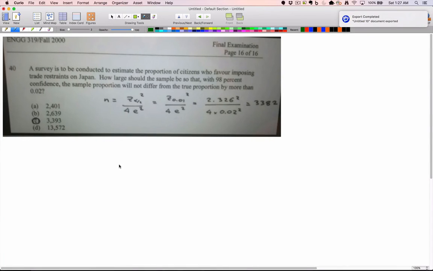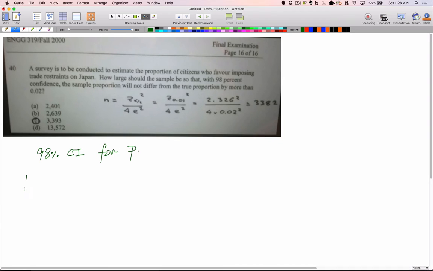So guys, this is question number 40 from the practice final from fall 2000 that was posted today. So let's take a look at what's going on here. So we want to build the 98% confidence interval for a proportion here.